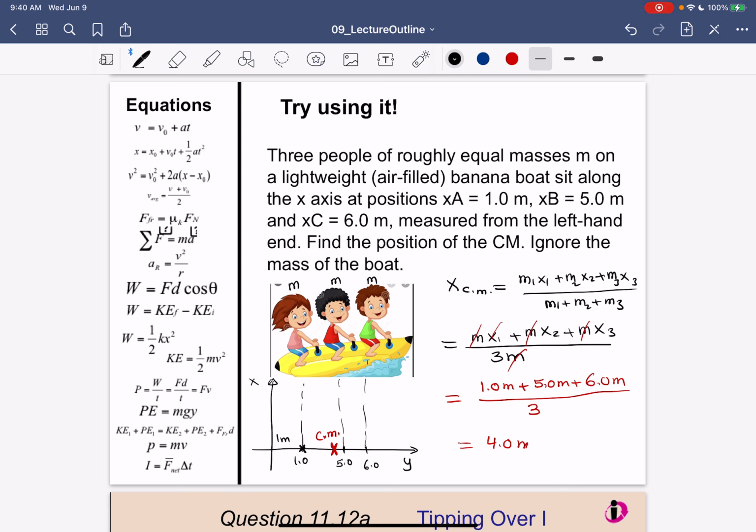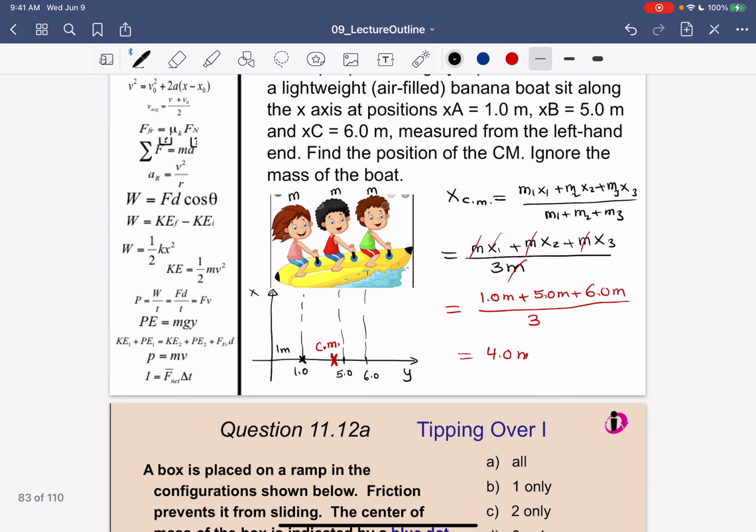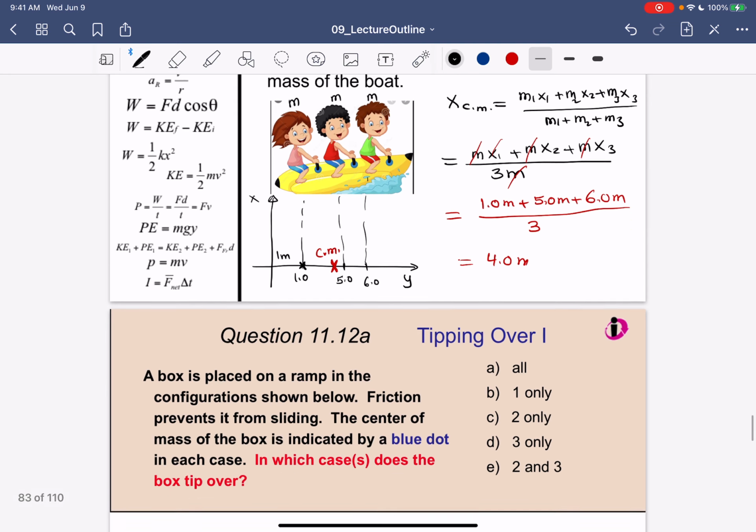Of course, this is x center of mass equals m1 x1 plus m2 x2 plus m3 x3 divided by the total mass, and the masses are going to cancel. I can calculate the location of the center of mass to be 4 meters to the right, and of course it is going to be closer to the heavier side, where the accumulation of heavy mass is.